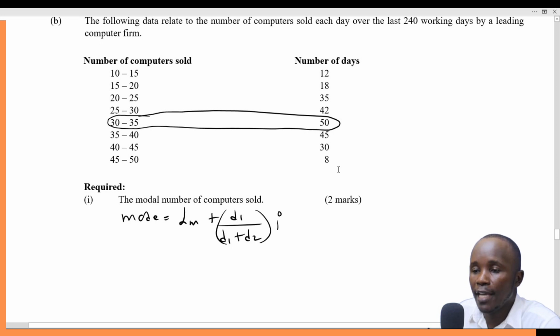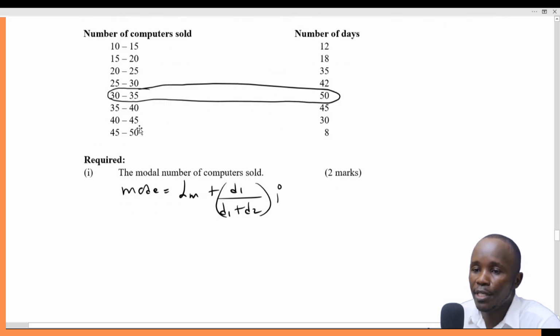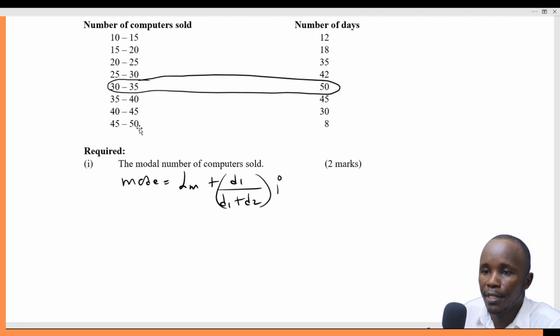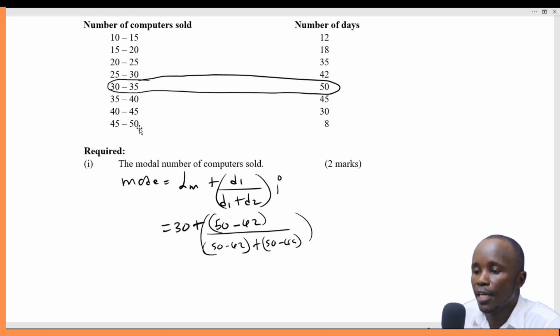Now we want to find the mode, because here it is between 30 to 35. We need to get the exact number. What is the lower class limit here? The lower class limit here is 30. 30 plus D1, which is normally the frequency minus the frequency before, divided by D1 plus D2, where D2 is frequency minus frequency after, multiplied by the class width. What is the class width? From 30 to 35, it is 5.